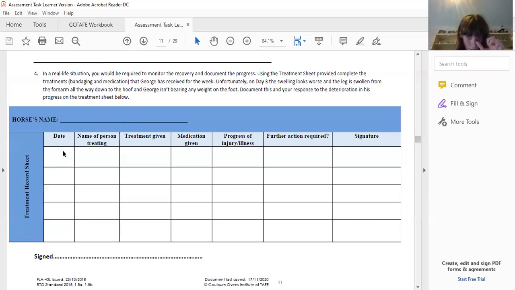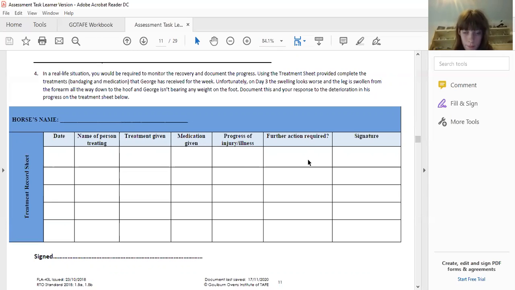So we could fill in the first one, 14th of March, 2020, Alison has given him some bute and put on a bandage, let's say. So the medication given was 10 mils of bute. Progress of injury, you could say, well, there's a slight swelling. Maybe you can determine, if you want to, whether he was lame or not based on that swelling. It could just be a visible swelling, or it could be one that physically you see as he's walking, there's a head bob happening. So up to you to decide on that one.